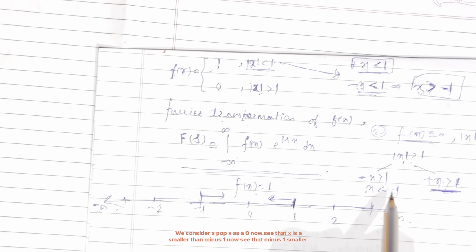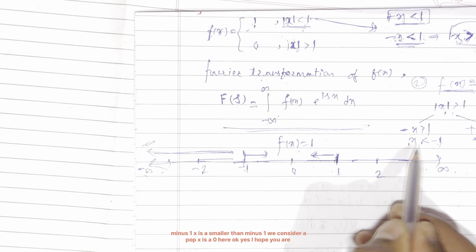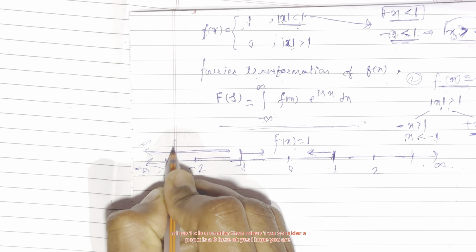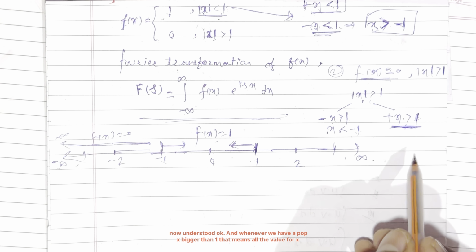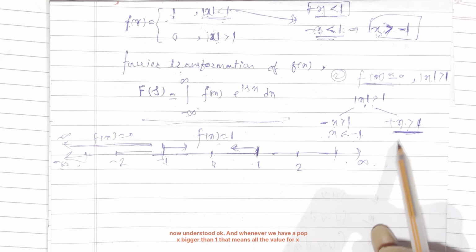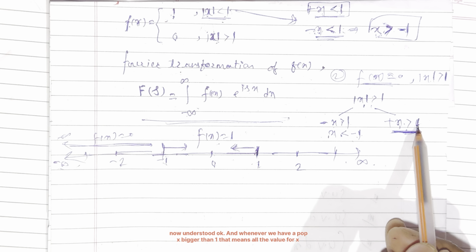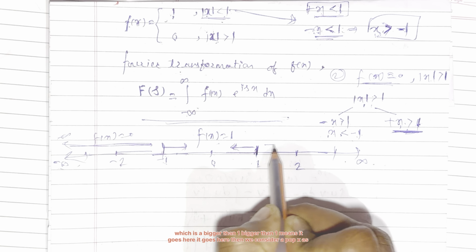Now see that x is smaller than -1, that means all the values go here, to -infinity. All the values we have here smaller than -1, we consider f of x as 0 here. I hope you all have understood. And whenever we have x bigger than 1, that means all the values of x which are bigger than 1 go here, then we consider f of x as 0.